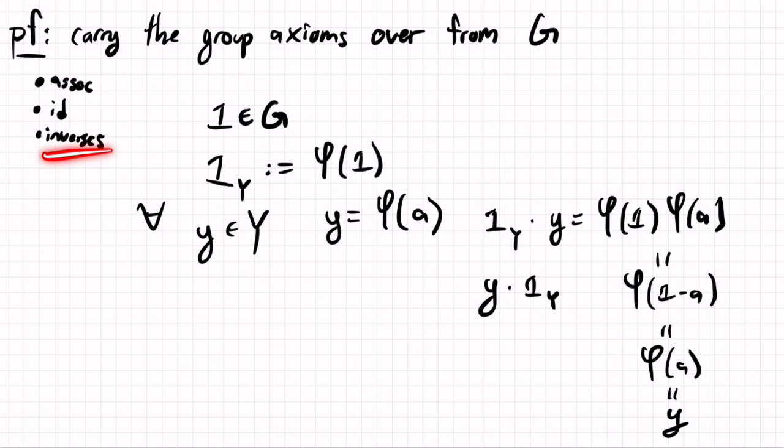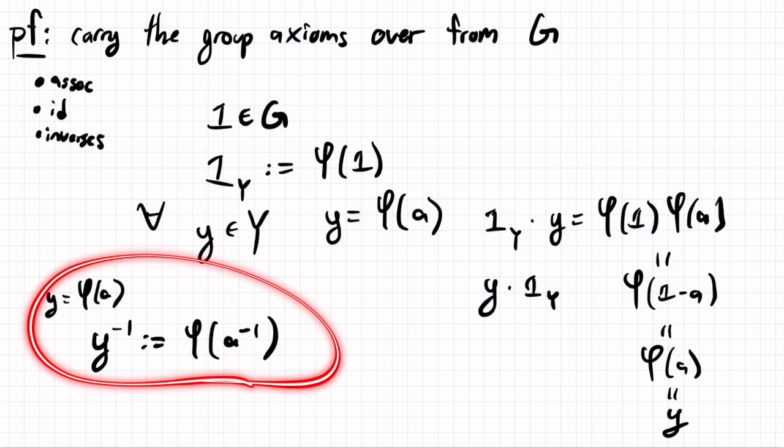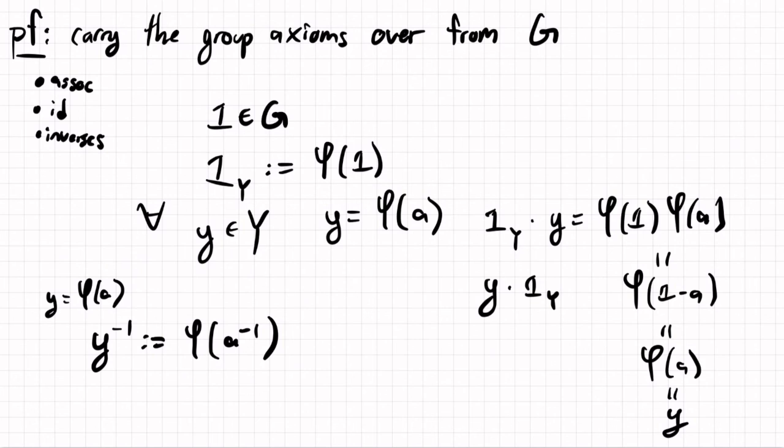You can do inverses kind of the same way, right? You'll define y to be phi of a, and y inverse will be phi of a inverse. Then the homomorphism property will get you all of the axioms that you need, because G is a group, and because the map is surjective. Associativity will also follow in a similar way. That proof is going to be way longer, so maybe I won't say anything about it.